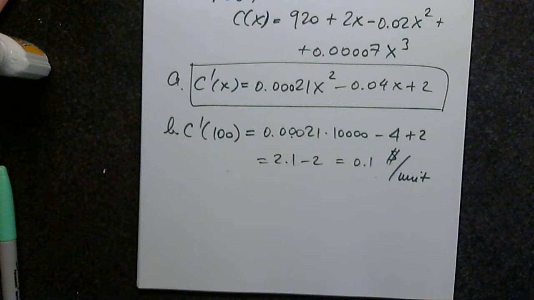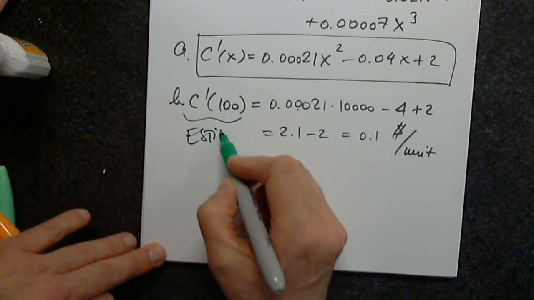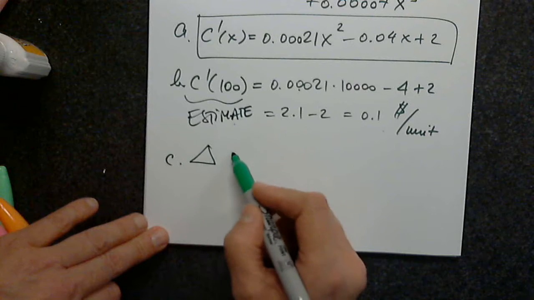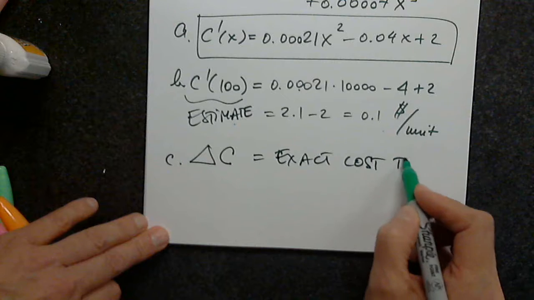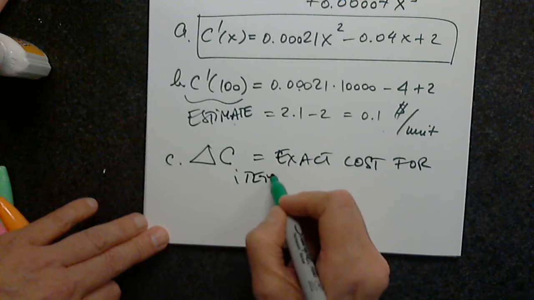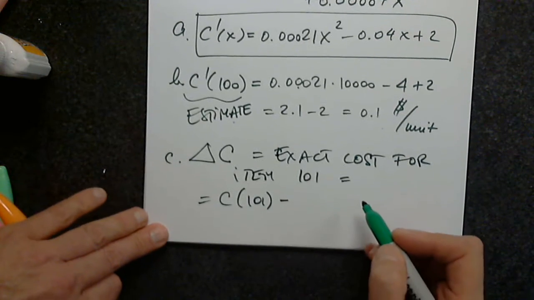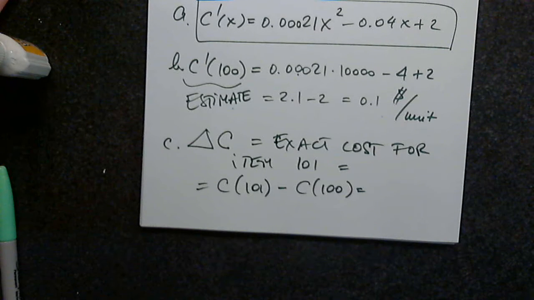How will I determine the exact cost for the item 101? So that's the next question. Compare C prime with the cost of producing the 101st item. How do I determine the exact? So this is an estimate. A good one, but an estimate. What is the delta C, which is the exact cost for item 101? It's C of 101 minus C of 100. Very good.